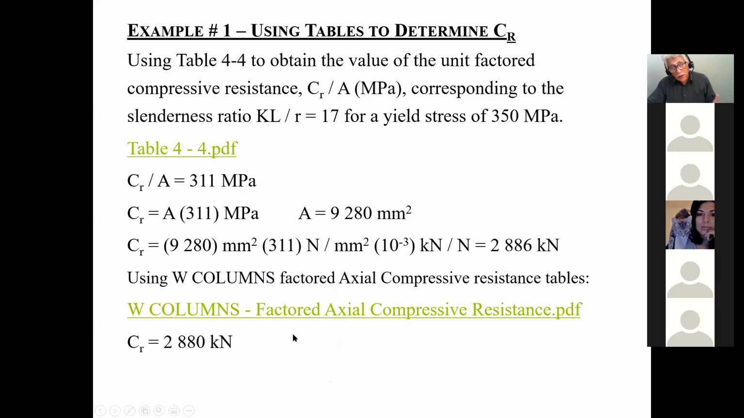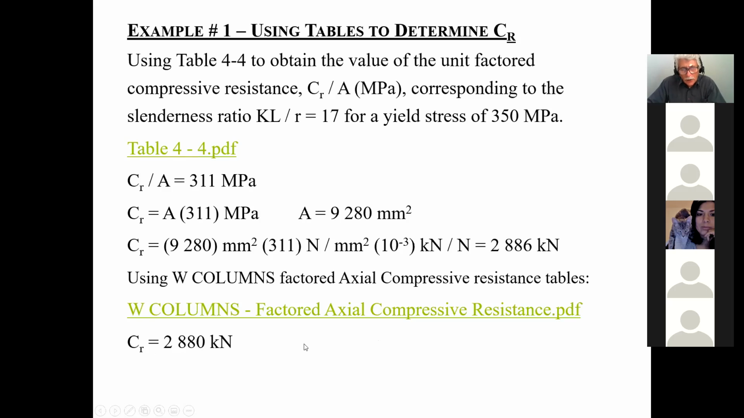And that's what I do. I like to use the formulas to check if the values in the tables correspond to what I've done in my formula. And if it does, then I feel comfortable using the table. That's another reason why it's good to know how to do things with the formulas. So like I said, one was with the equation, one was using table 4.4, whereby I know the KL over R, and therefore I can get the CR over A value multiplied by the area, and I get the CR value.